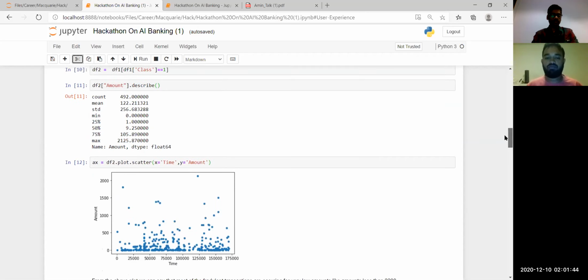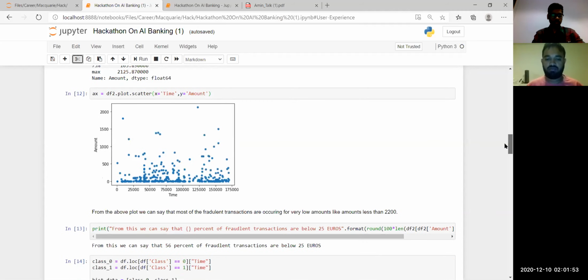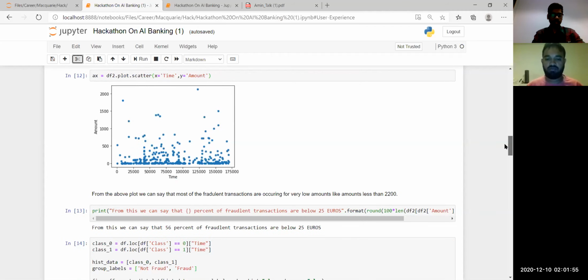From this scatter plot, we can observe that the transactions less than 2,200 are more fraudulent, and the transactions are mostly less than 2,200 only. And half of the fraudulent transactions are less than 25 euros.